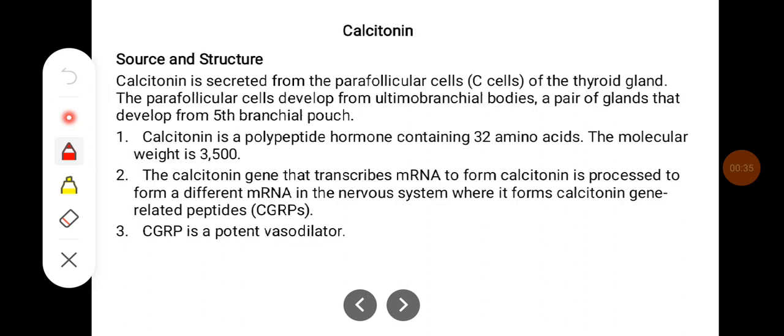Coming to calcitonin, calcitonin is secreted from parafollicular cells, that is C cells of thyroid gland. The parafollicular cells develop from ultimobranchial bodies, a pair of gland that develop from the fifth branchial pouch. Calcitonin is a polypeptide hormone containing 32 amino acids. The molecular weight is around 3500. The calcitonin gene that transcribes mRNA to form calcitonin is processed to form a different mRNA in the nervous system where it forms calcitonin gene related peptides, that is CGRPs. CGRP is a potent vasodilator.